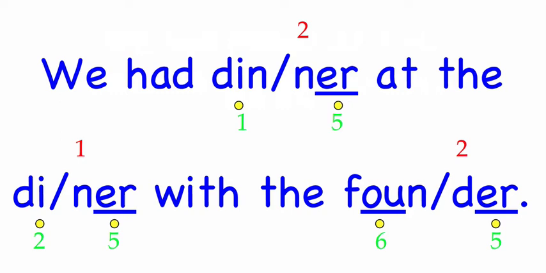Desire. First syllable de, two sounds: D, E. Zire, three sounds: Z, I, R. Desire.